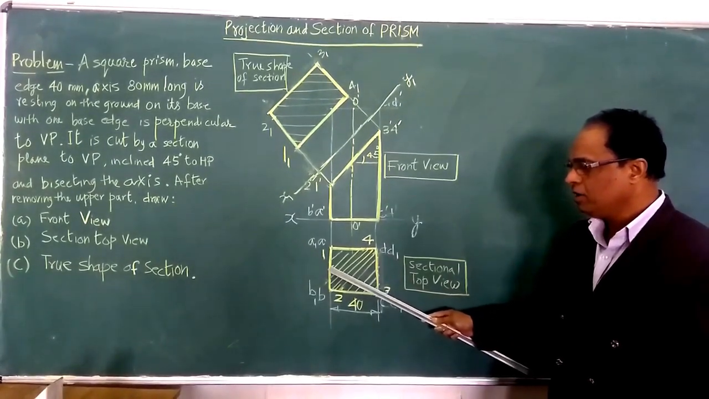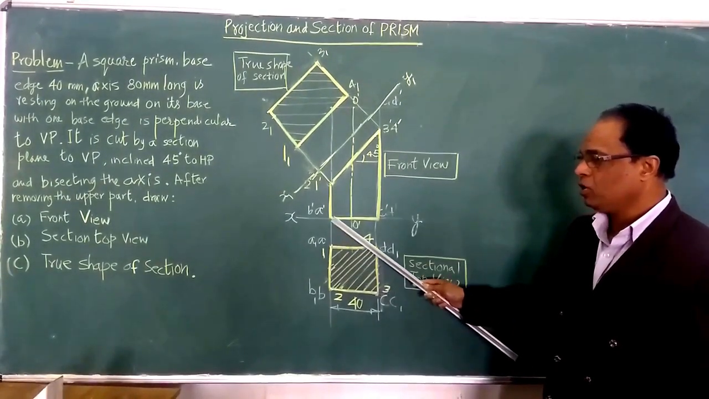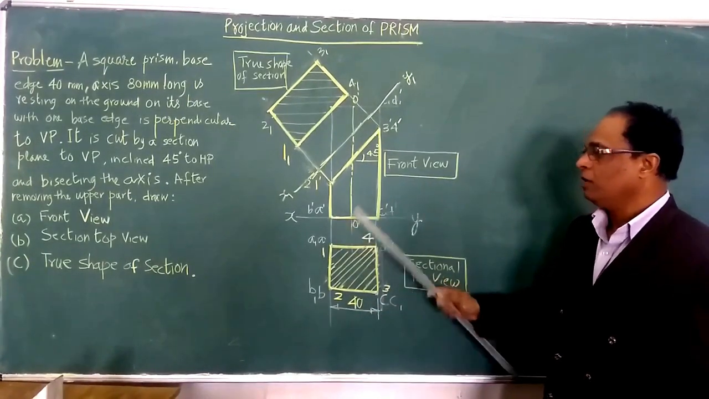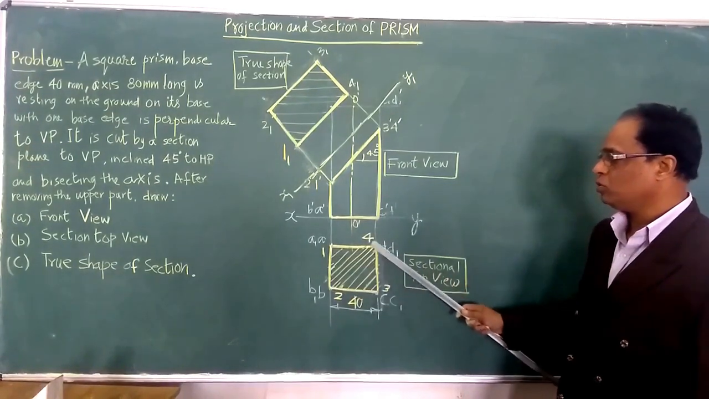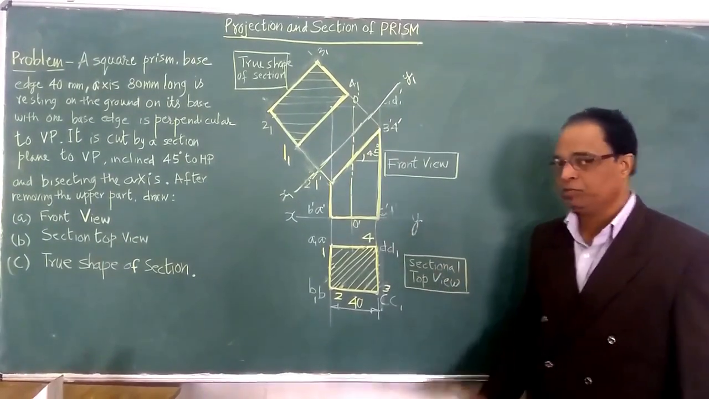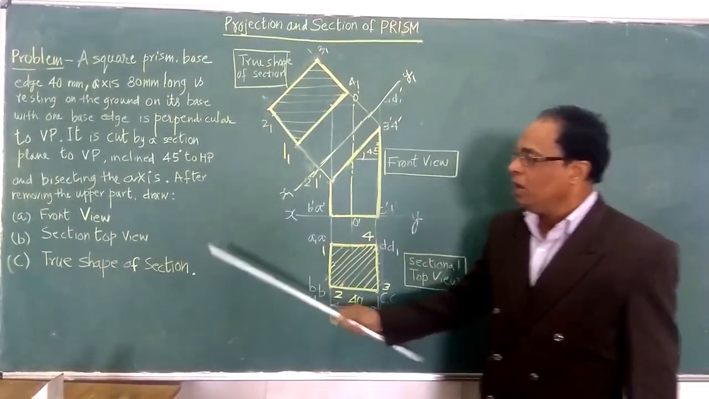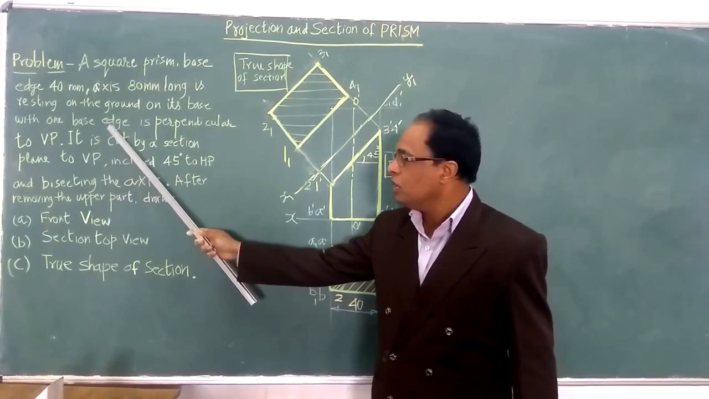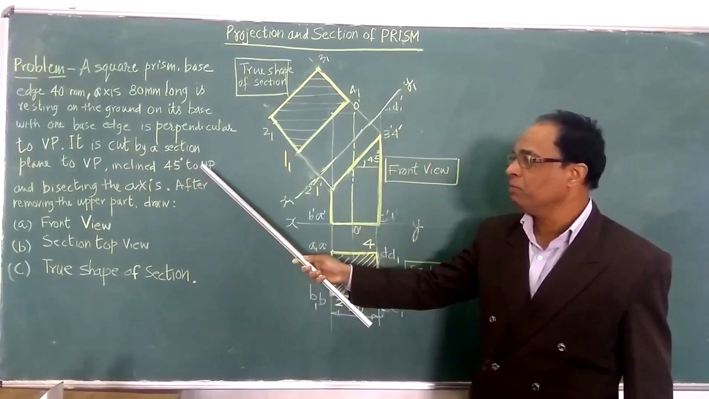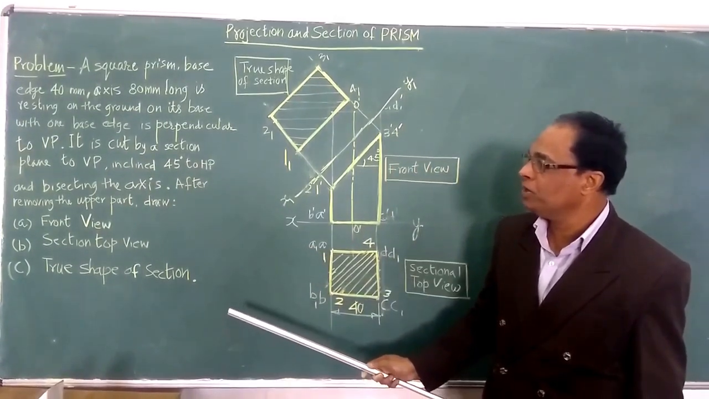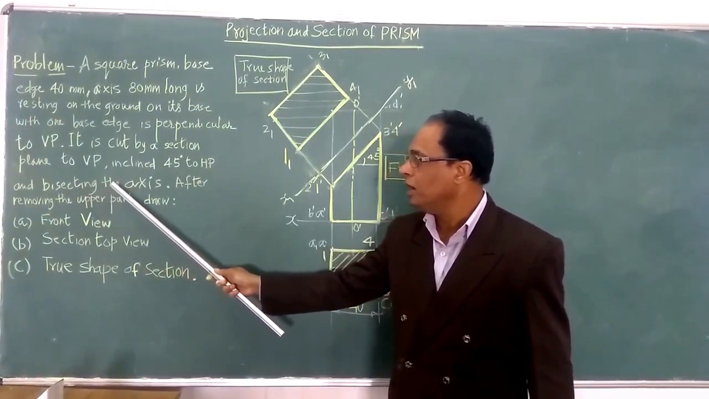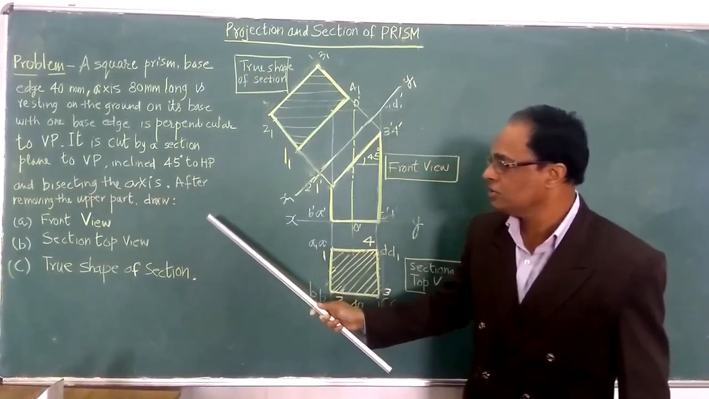Draw the top view first, keeping this side in front, because this edge is perpendicular to VP. Draw the top view and draw the front view of the prism. Now, as written in the question, it is cut by a section plane perpendicular to VP and inclined 45 degrees to HP and bisecting the axis.